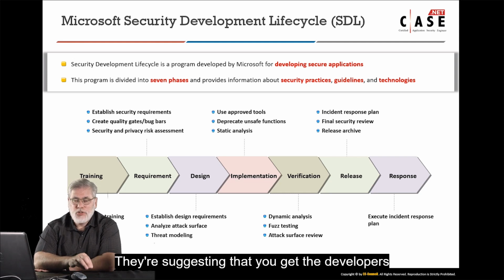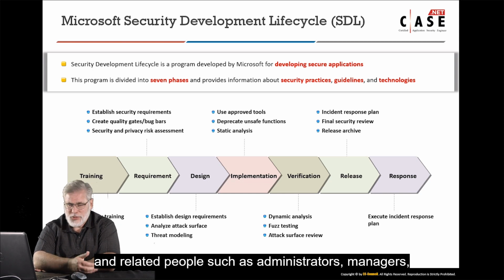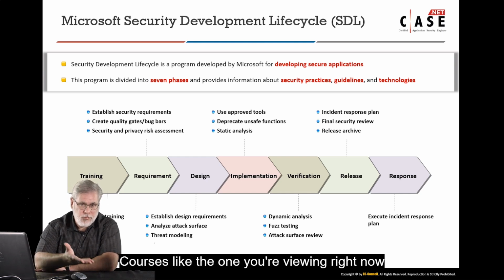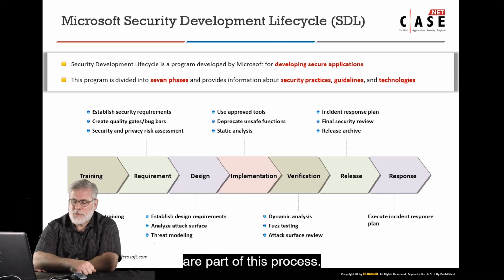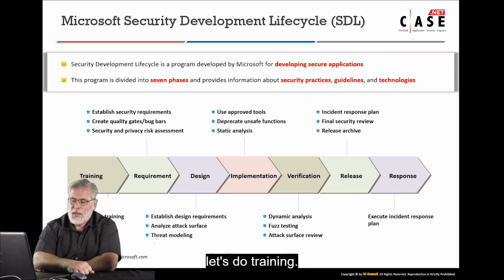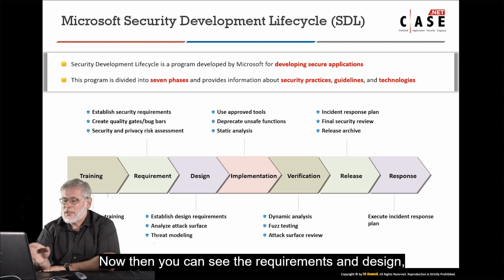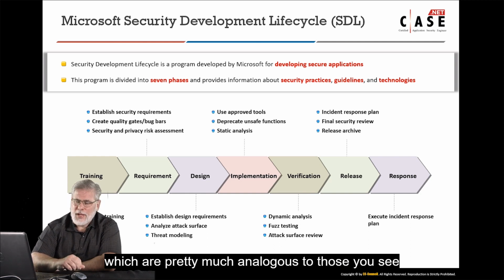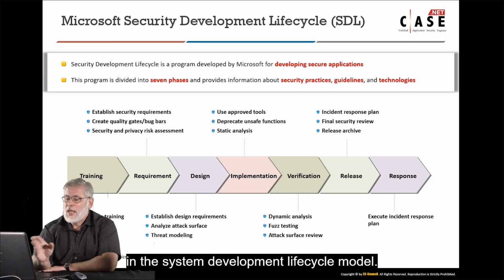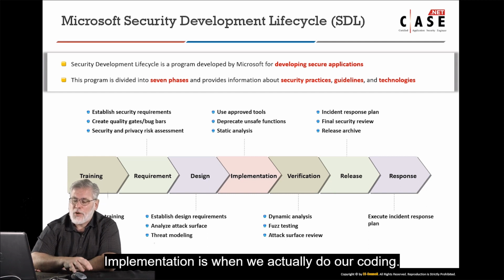They're suggesting that you get the developers and related people such as administrators, managers, testers, people like that, trained in security. Courses like the one you're viewing right now are part of this process. So before we even start talking about requirements gathering, let's do training. Now then you can see the requirements in design, which are pretty much analogous to those you see in the system development lifecycle model. Implementation is when we actually do our coding.